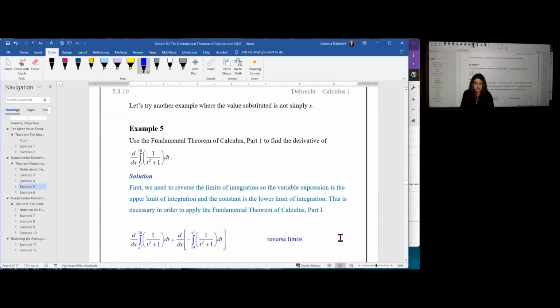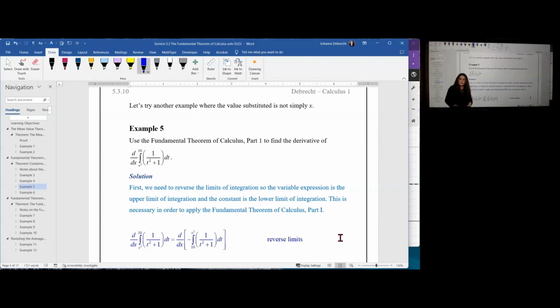Let's try another example, this time where the expression involving the independent variable is not just x or -x. We want to use the Fundamental Theorem of Calculus Part 1 to find the derivative of the integral from x squared to 10 of 1 over t squared plus 1 dt. Again, t is a dummy variable. The independent variable is the one in the derivative and the one in the limit of integration, x.